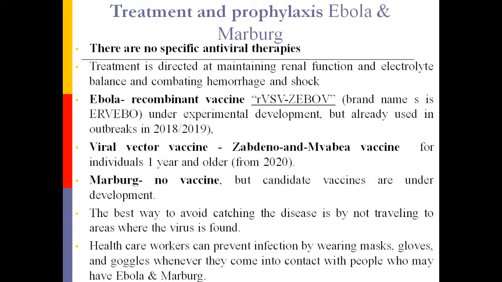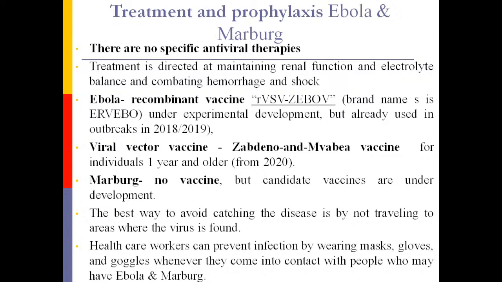Treatment and prophylaxis. There are no specific antiviral drugs for treatment and prophylaxis of Ebola and Marburg viruses. Treatment is directed at maintaining renal function and electrolyte balance and combating hemorrhage and shock, if it is possible, if it is the early phase of the disease.